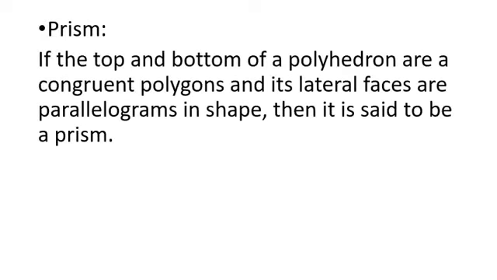Now, we have studied about prism in the last lecture. Let us revise it once again. What do you mean by a prism? If the top and bottom of a polyhedron are congruent polygons and its lateral faces are parallelograms in shape, then it is said to be a prism. A polyhedron whose base and top are congruent polygons and whose lateral faces are parallelograms in shape is called a prism.